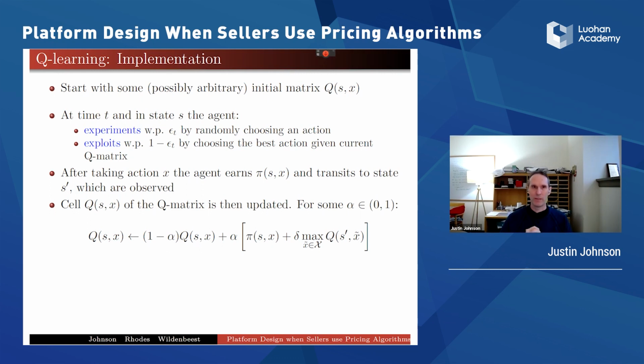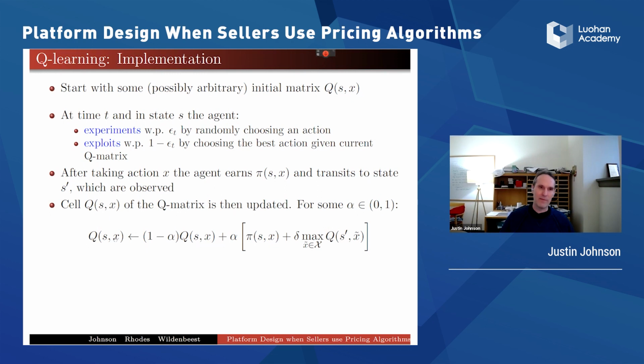All right, and now you're going to update this Q matrix over time, hopefully in a way that converges to the true Q matrix. And the way you do that is as follows. Suppose you're in state S, you took action X, and you actually observe your payoffs. You say, I got $5 today, all right? And I see that I've transited to this new state S prime. Then I'm going to update exactly one of the cells of this Q matrix, particularly the one corresponding to S and X.